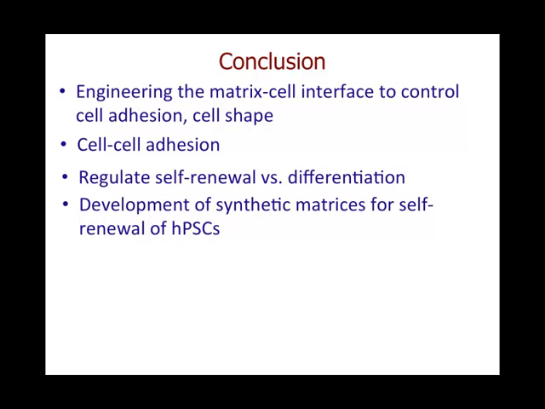We can create synthetic material that can be used everywhere for self-renewal of HPSCs. So you can create millions and tons of these cells, then you can differentiate them, so you can use them for drug screening. I don't know about using them in humans, but at least for the drug screening platform.